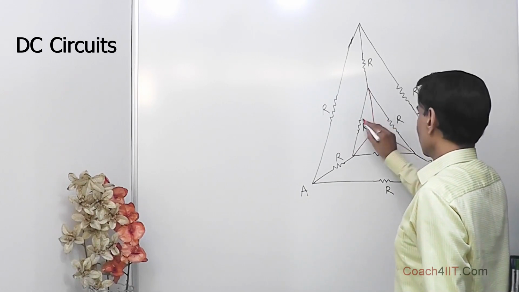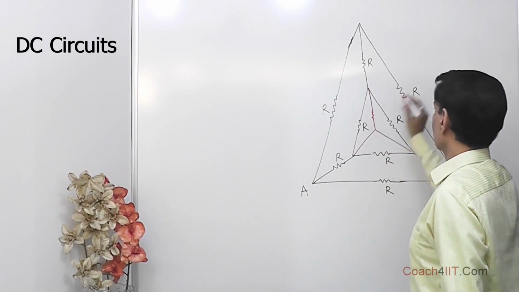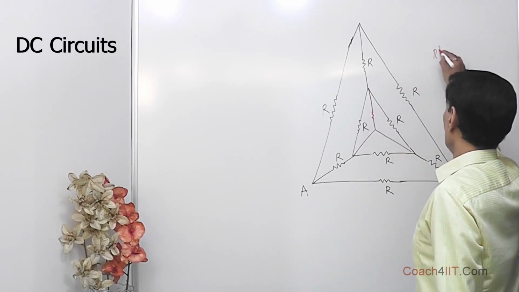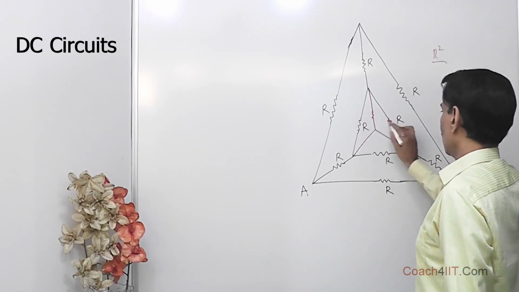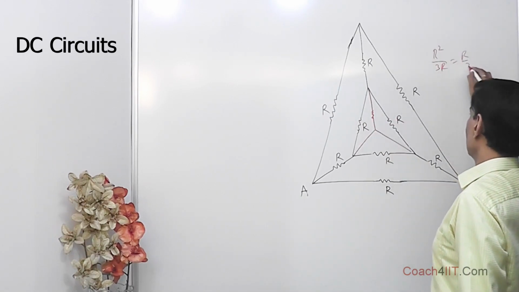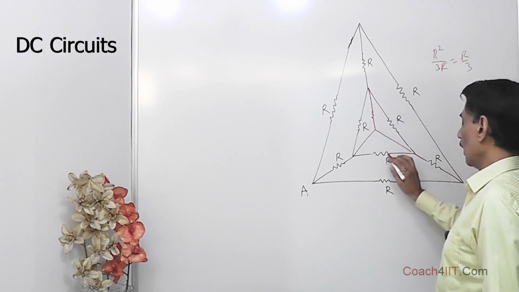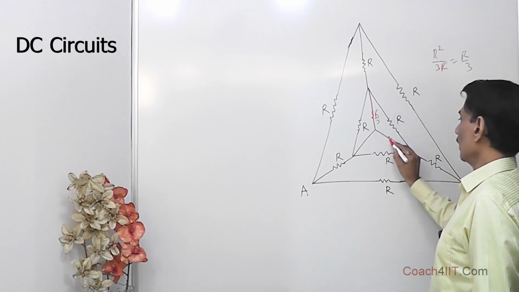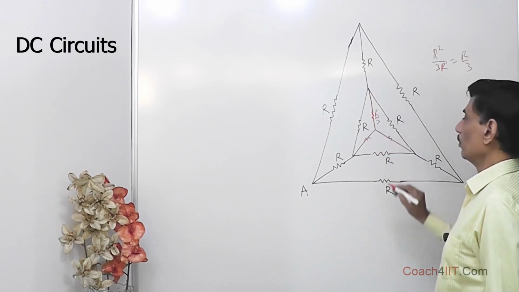This resistance is going to be the product of both the sides, that is R into R, R square, divided by the sum R plus R plus R, that is 3R. So this is going to be R by 3. All the resistances are equal to R only. Similarly, this is going to be R by 3 and this is also going to be R by 3.